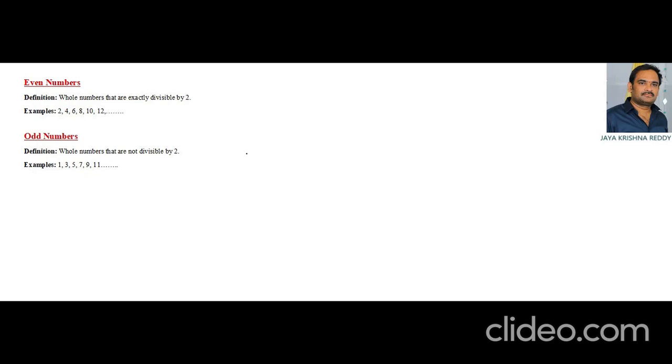Before learning the conversion of sets from set builder form to roster form, you need to recapitulate these terms once. First one, even numbers. Even numbers are nothing but the whole numbers which are exactly divisible by 2. So the even numbers are 2, 4, 6, 8, 10, 12 and so on. These numbers are divisible by 2. For example, take the number 4, it is divisible by 2. 2 twos are 4 and the remainder is 0.